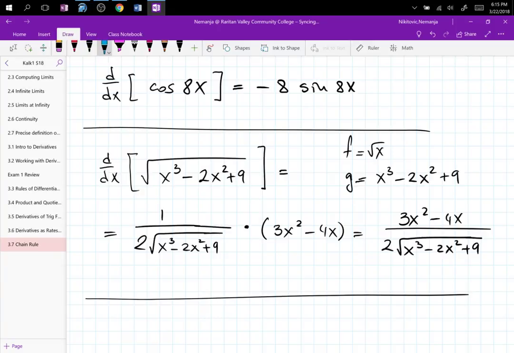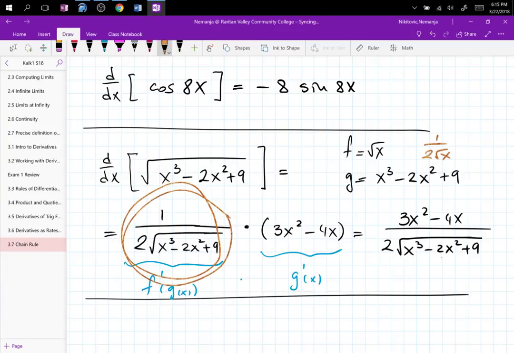Again, this part is the derivative of f with g still plugged in, and this over here is just the derivative of g, the inside, and you multiply them. So the derivative of square root of x is 1 over 2 root x. That's what the derivative is, which is the reason why this looks this way.